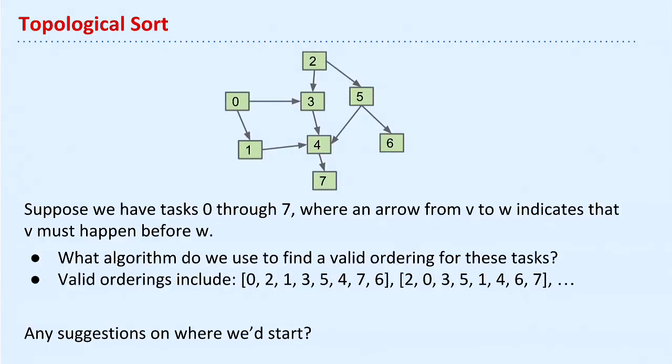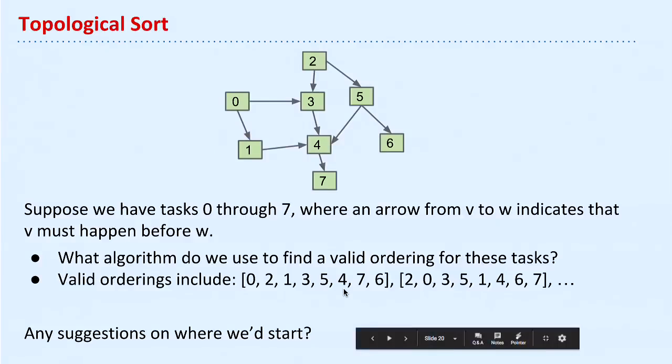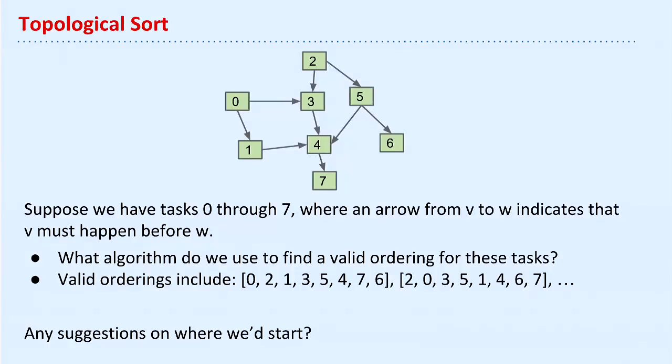Let me give you an example of a valid ordering. I could do 0 first. Then I could do 2. Then I could do 1. Then I could do 3. Then 5. Then 4. Then 7. Then 6. And I would obey all the prerequisites, and I wouldn't get dropped because I didn't have the prerequisites. So think about it for a minute and a half. Just try and imagine how you might compute a valid ordering. And if you're not sure how to get an algorithm, at least think of where you might even start.